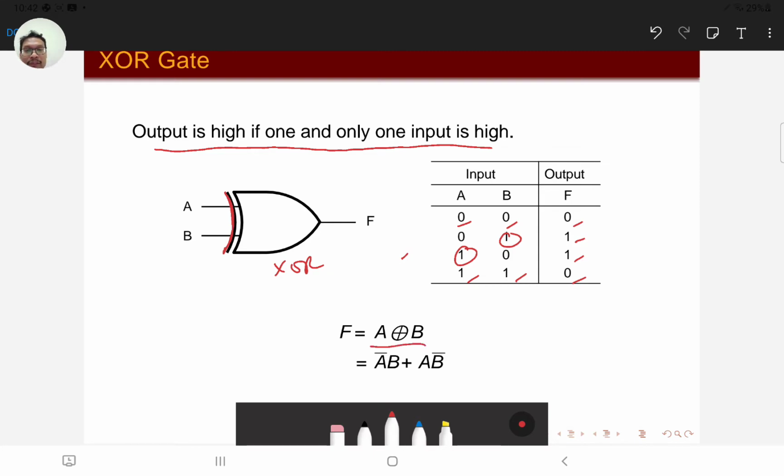And here is the symbol for an XOR. We have a plus with a circle there. This XOR can also be expanded into a Boolean equation, which is simply equal to A bar B plus A B bar. So this function is actually our XOR function.